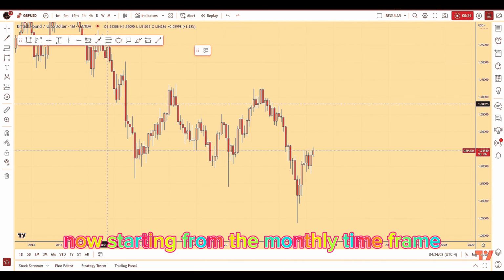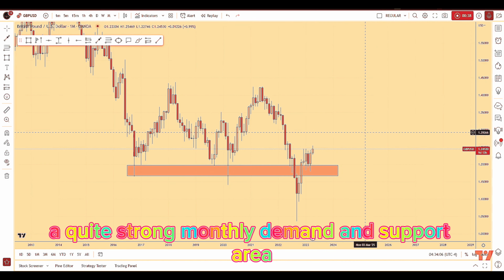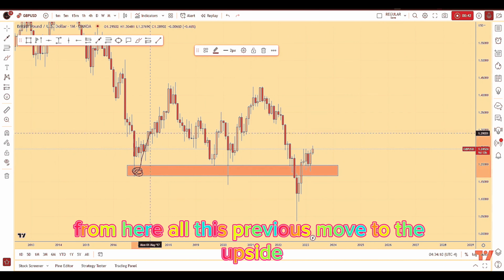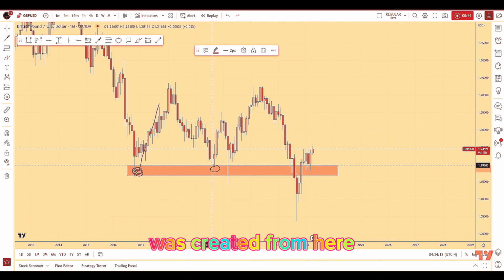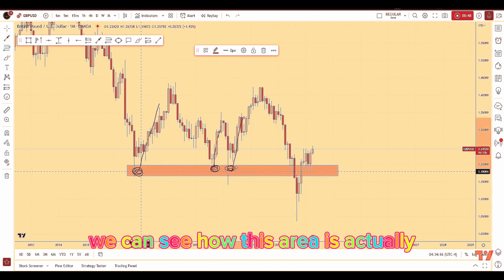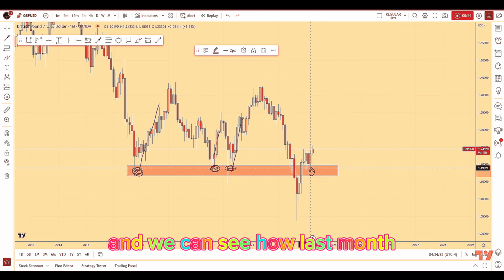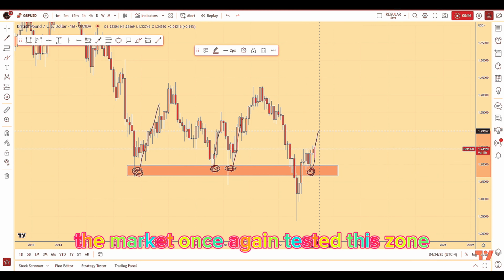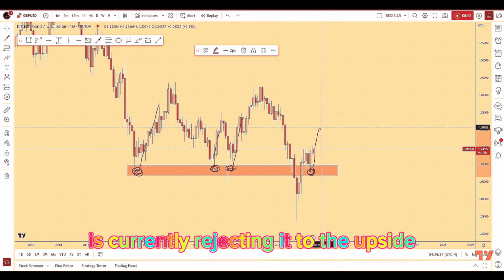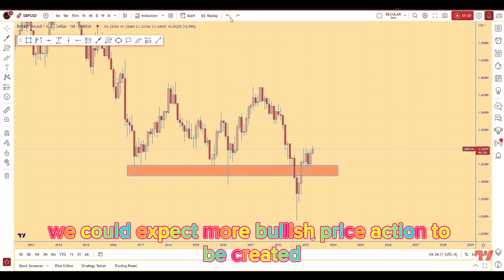Now, starting from the monthly time frame, what we can see is that we have a market which is currently testing a quite strong monthly demand and support area. From here, all this previous move to the upside was created. From here, again, the market tested and rejected this zone. So we can see how this area is actually a historical structure support zone. And we can see how last month the market once again tested this zone, is currently rejecting it to the upside. So from here, we could expect more bullish price action to be created.